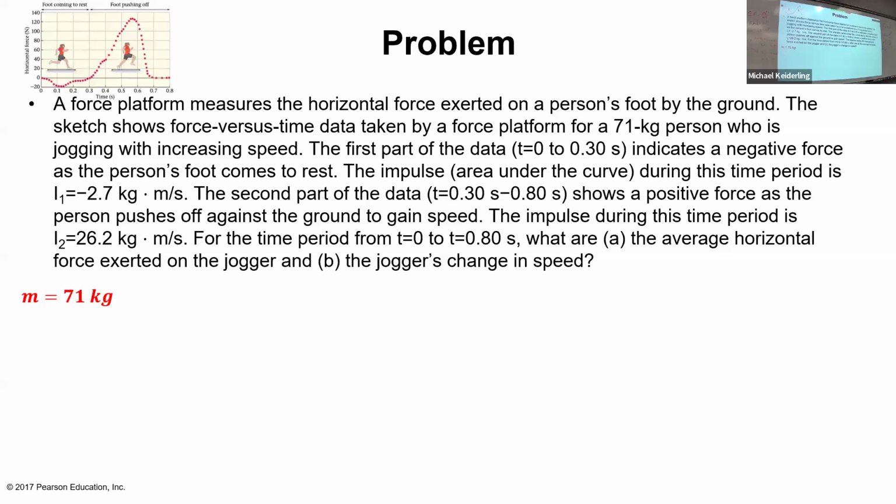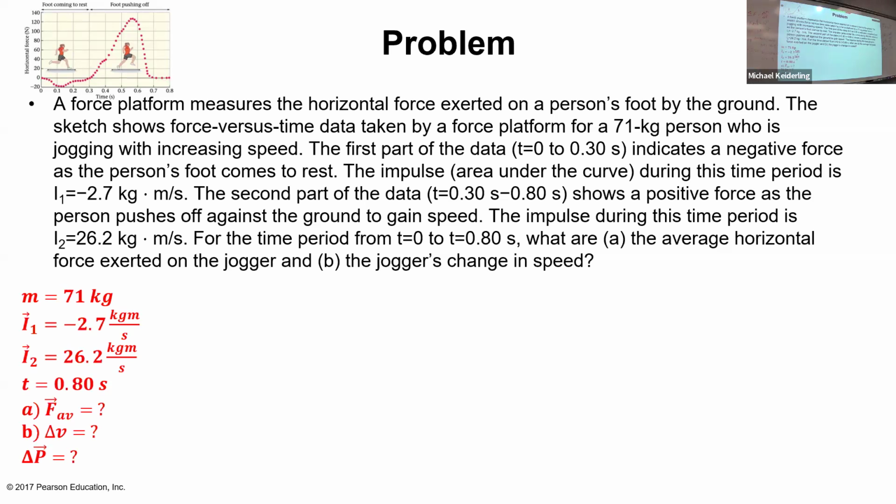So what do we know? We know the mass, 71 kilograms. We know impulse 1 is minus 2.7 kilogram meters per second. Impulse 2 is 26.2 kilogram meters per second. Our total time is 0.8 seconds. Our first question is we want to find our average force. And our second question is we want to find our change in velocity.